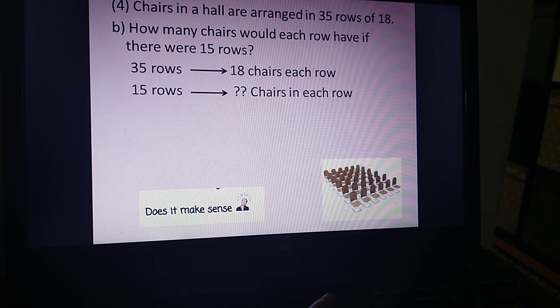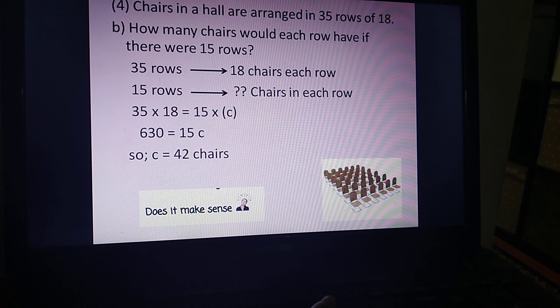So this is also inverse proportion. هي تناسب عكسي. بالضرب الأفقي 35 multiplied by 18 equals 15C. هلا بقسم على 15 على 15. C equals 42 chairs. إذن عدد الكراسي بالصف الواحد زاد كتير, بدل ما كان بس 18 صار 42. ليه؟ لأنه عدد الصفوف قل كتير. إذا واحدة قلت الثانية زادت.